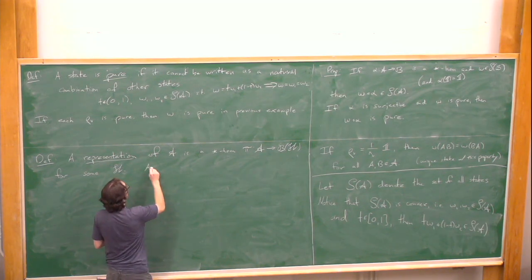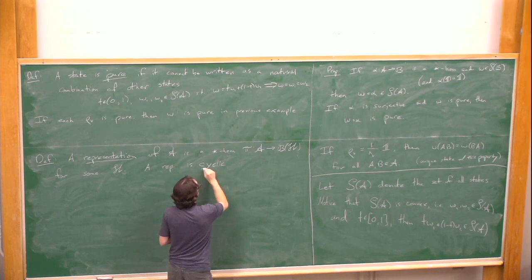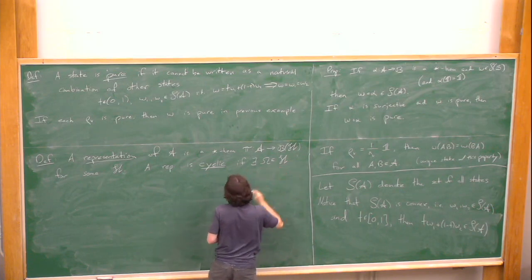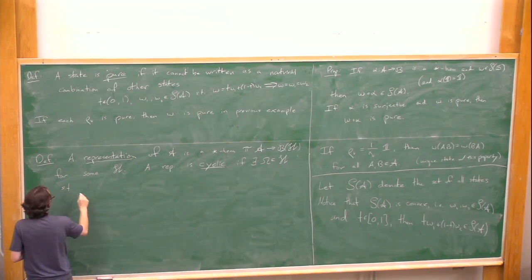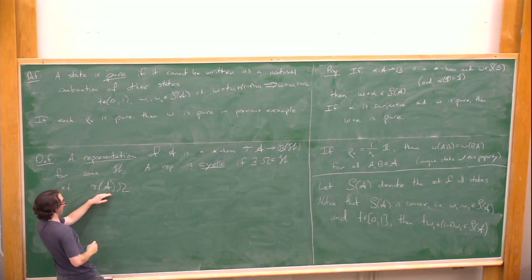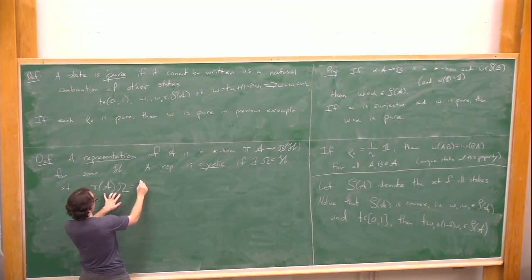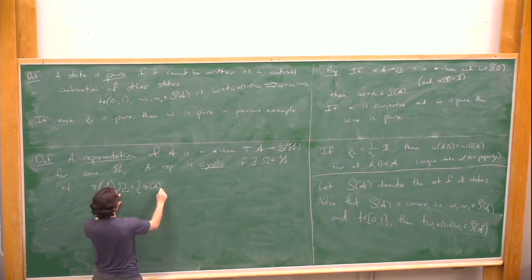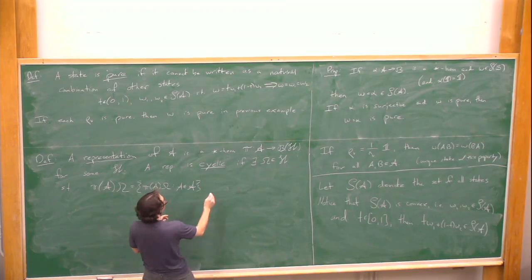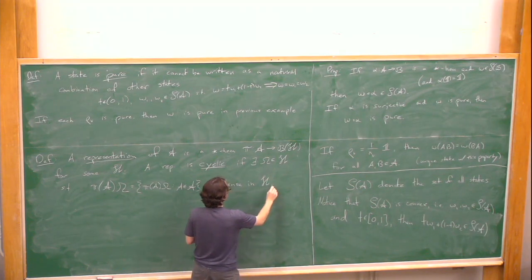So a representation is cyclic if there exists a state in the Hilbert space, omega, such that when I act with all the operators in A on omega, I get a dense subspace. So this is my notation for the set of all states of the form pi A omega. So it's cyclic if this is dense in H, meaning its closure is all of H.